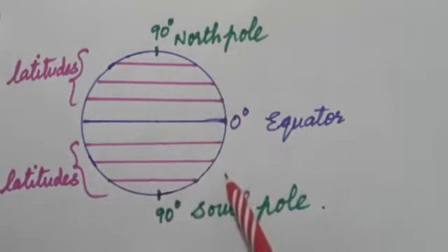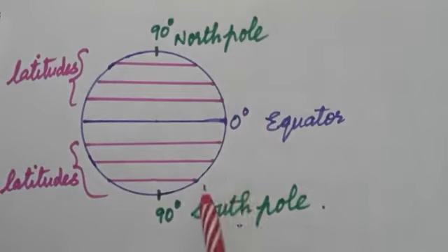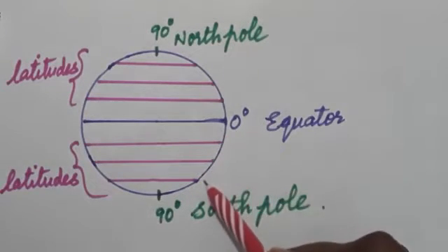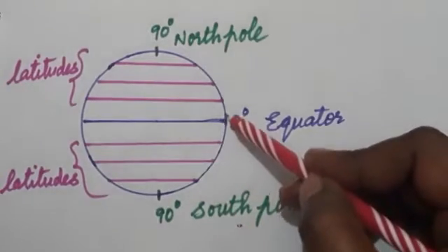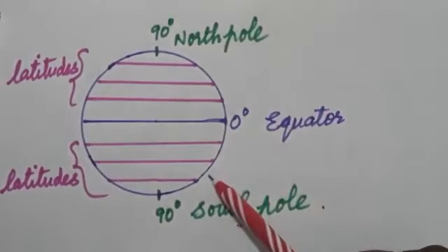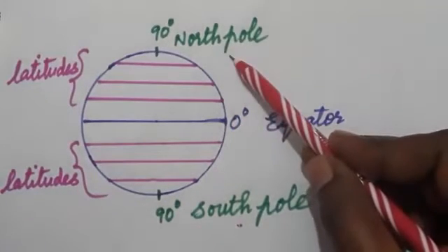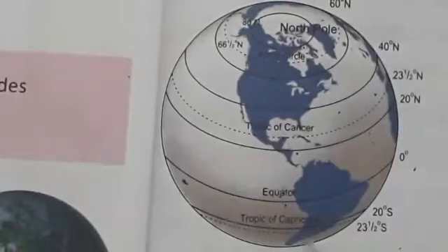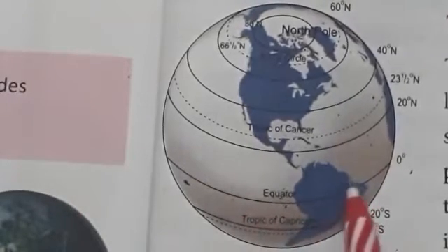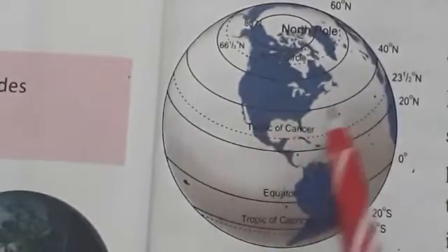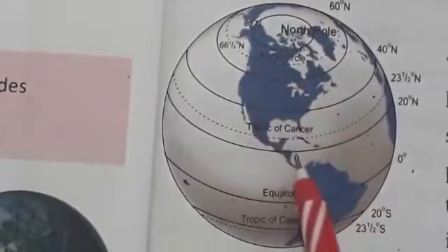Okay. There are 180 latitudes. How many latitudes do we have, children? 180 latitudes. In that, 90 latitudes to the south of the equator and 90 latitudes to the north of the equator. So below the equator we have 90 latitudes and above the equator we have 90 latitudes. See here in this picture, here we have the equator and above and below the equator we have parallel lines. These lines are called latitudes.